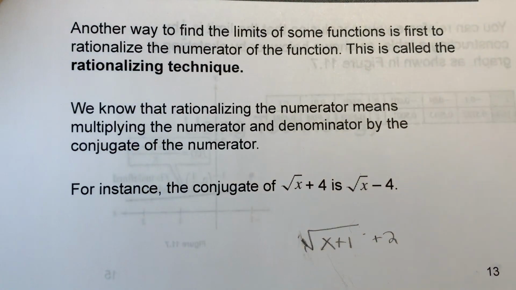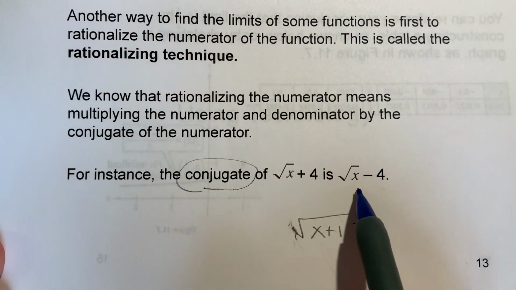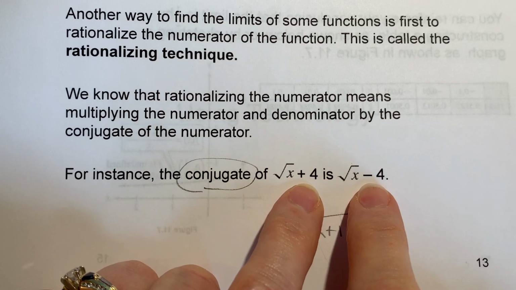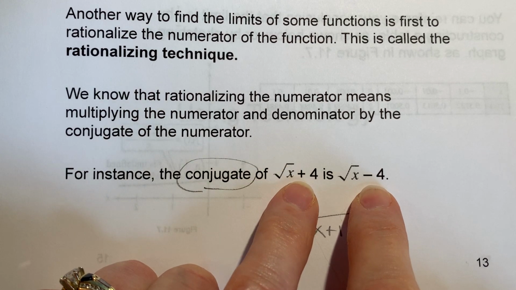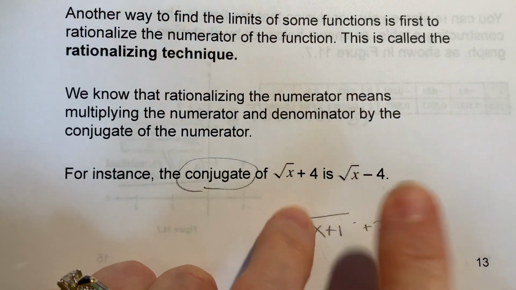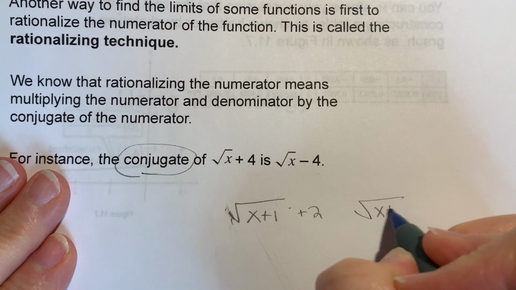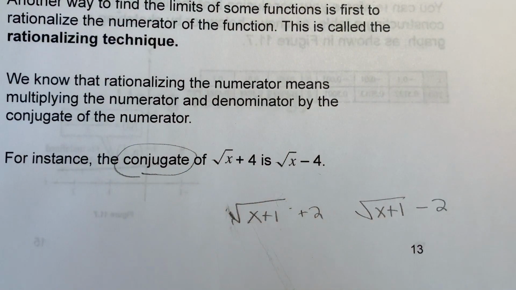So a little review of what a conjugate is. This is an example of a conjugate. It's identical, except for the sign in between. This is x squared plus 4. The conjugate of the square root of x plus 4 is the square root of x minus 4. The conjugate of this one would be a minus in between there because this has a plus.